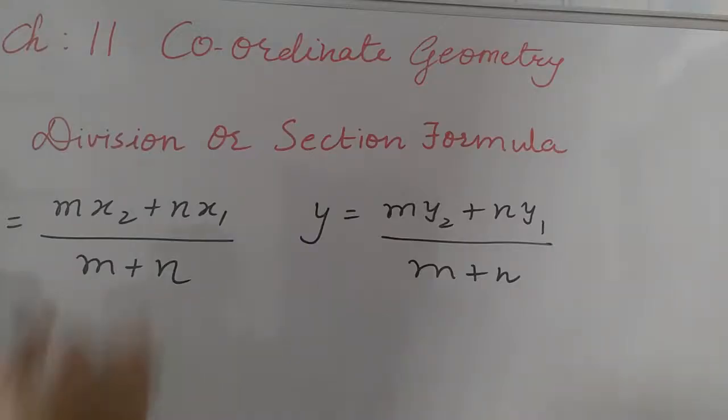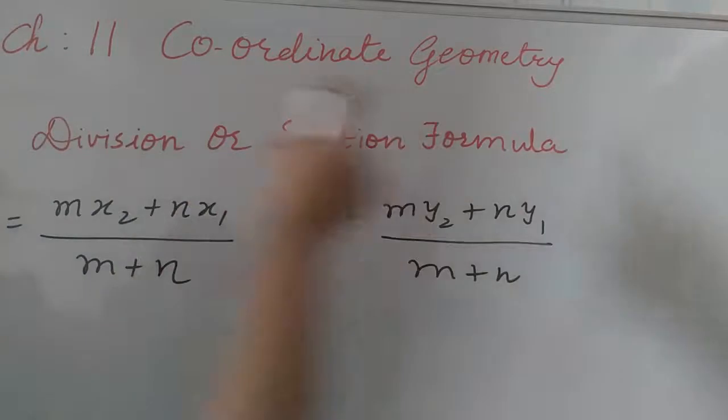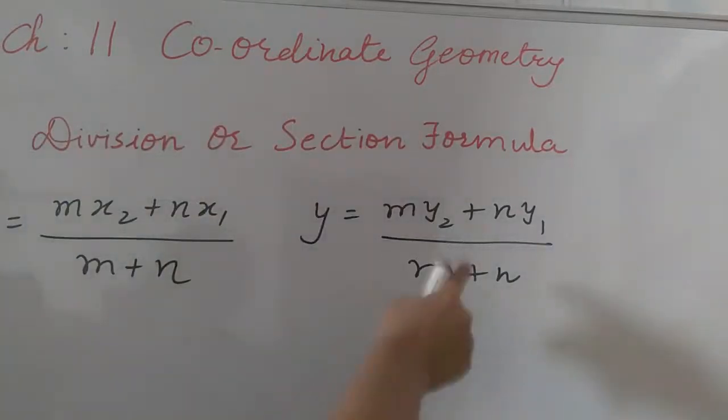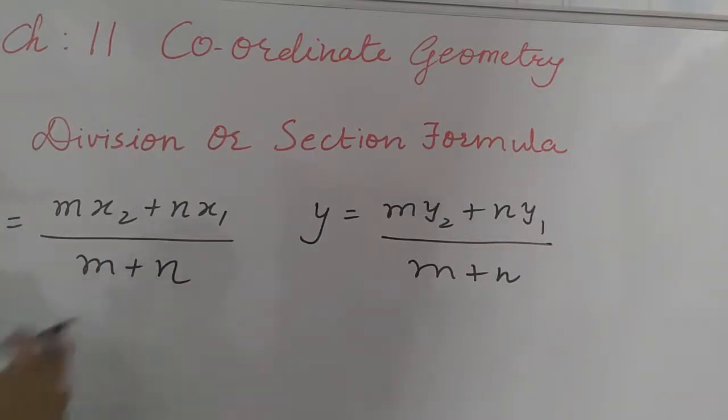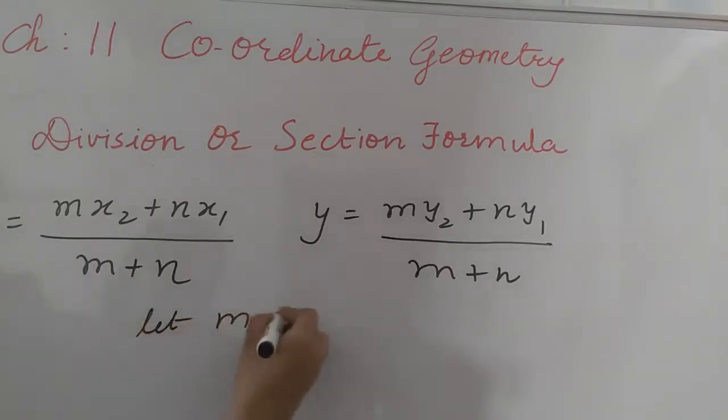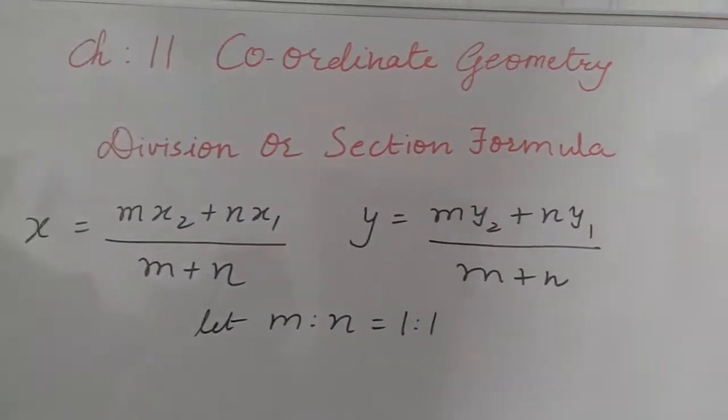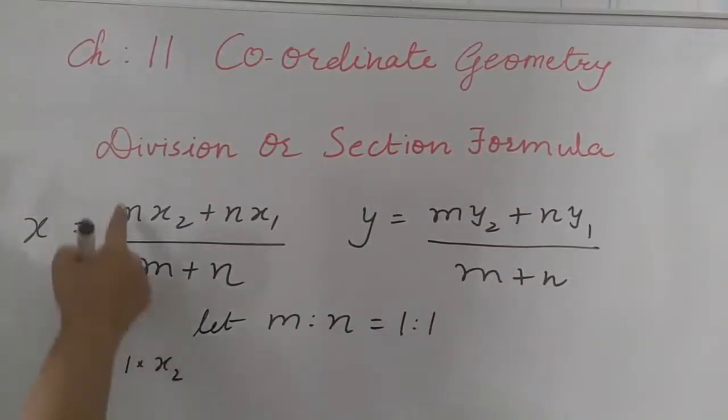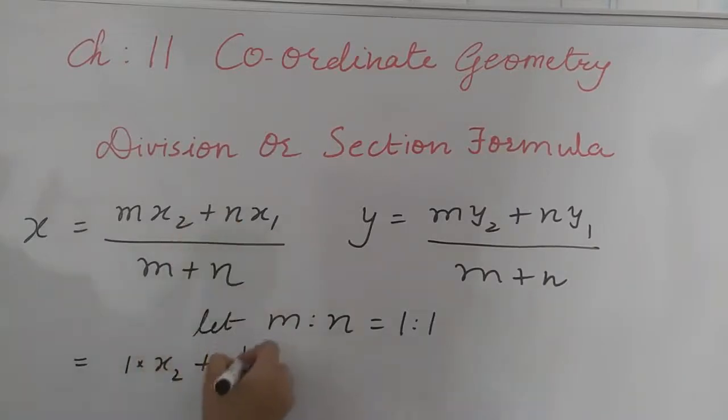Now students, I have written here the division or section formula, x coordinate and y coordinate. Now in some textbooks, instead of m and n ratios, they have given m1 m2 ratio. So no problem students, you can put m1 m2 or m and n, it is the same. Now let m ratio n be 1:1. Then we can find another formula here. I am substituting m ratio n as 1. So here instead of m 1 and instead of n also 1.